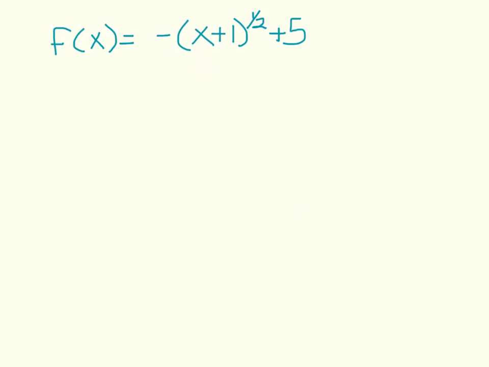For this example, we have negative, and then in parentheses x plus 1 to the 1/2 power, and then we have a plus 5. So that means we're taking the square root of x plus 1, and this negative is on the outside, and then we have plus 5. So the negative is going to reflect it over the x-axis, the plus 1 is going to shift it to the left 1 unit, and the plus 5 is going to shift it up 5 units. And it will look like this.